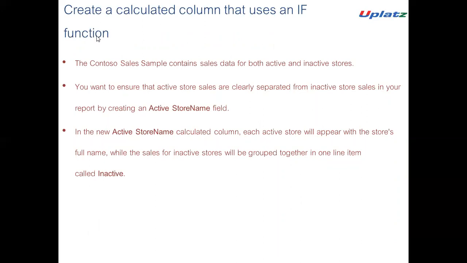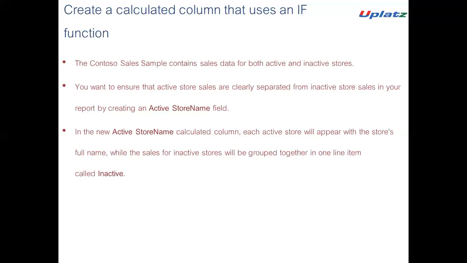And now we have to create a calculated column. Now we have seen how to calculate it with the RELATED function. It depends upon what column we are using. And we will see today how we can calculate a column for stores which are active and stores which are inactive. And here one thing we have to ensure is that the active store sales are clearly distinguished in the report by creating an active store name field. Here active stores are separated or distinguished with the help of an active store name field.